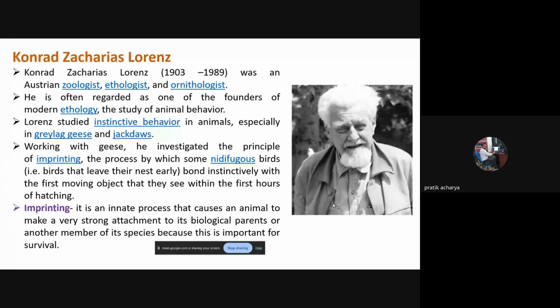He was working with different birds at that time and he investigated the principle of imprinting, the process by which different birds bond instinctively with a moving object that they see within the first hour of hatching. So this was the experimental setup and conclusion provided by Konrad Lorenz.